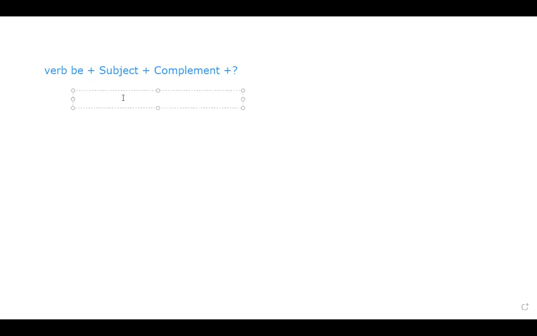Verb to be, in this case. What are the three forms of verb to be? ¿Cuáles son las tres formas del verbo to be? Am, is, are. Okay. Can you provide me a subject? She, he. What else? I. We. They. You.